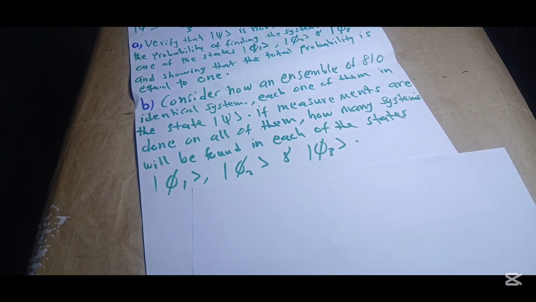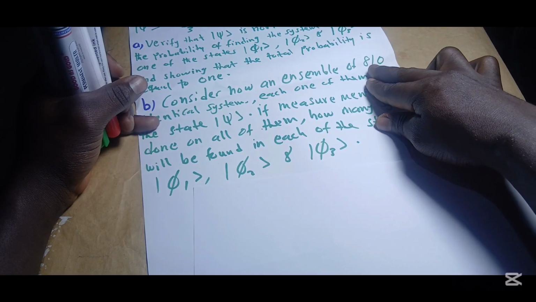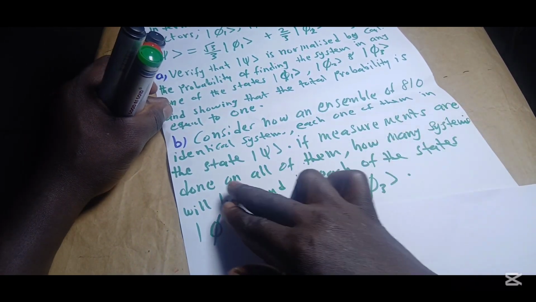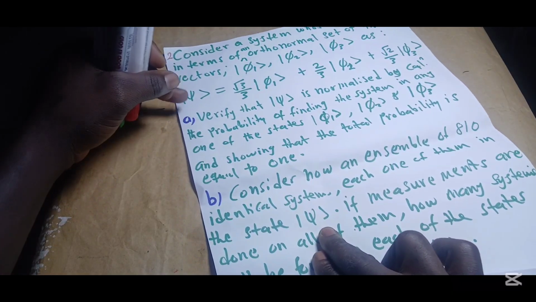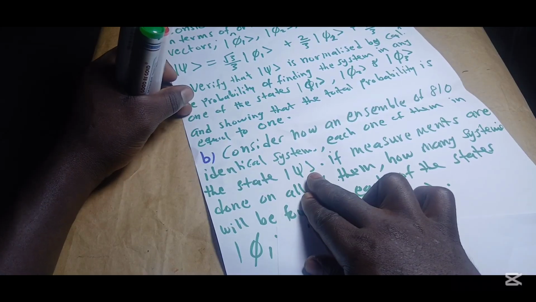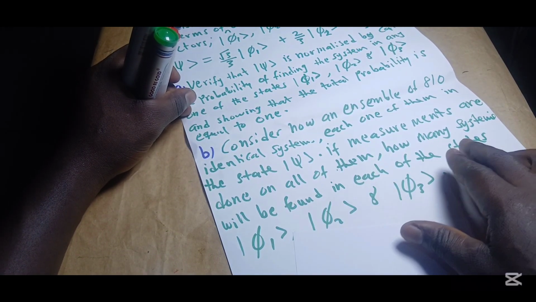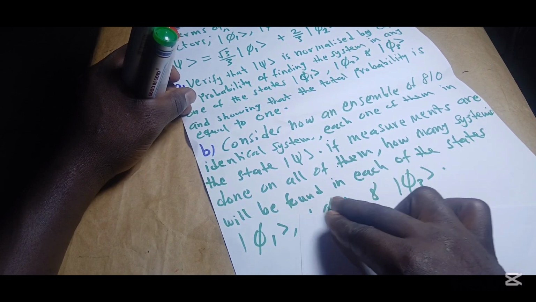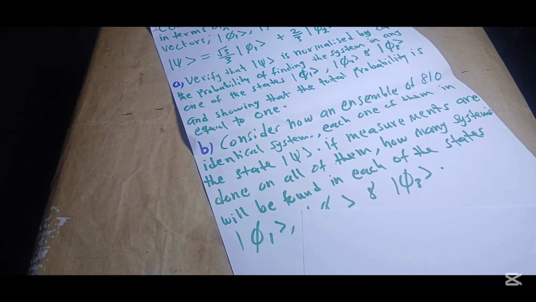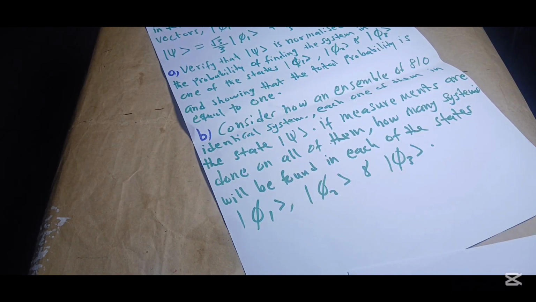Part 2, part B of the question. Consider now an ensemble of 810 identical systems, each one of them in this state. Remember, the state was given to us in this way. So each of them is in this state psi. If measurements are done on all of them, how many systems will be found in each of the states phi 1, phi 2, phi 3?